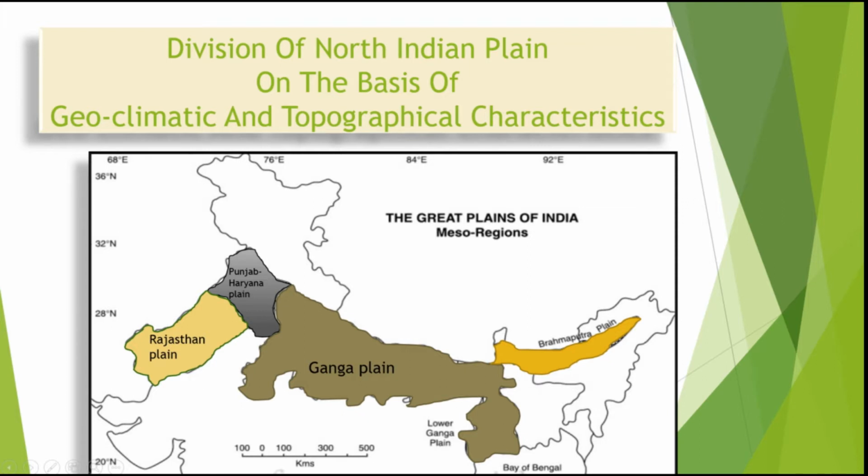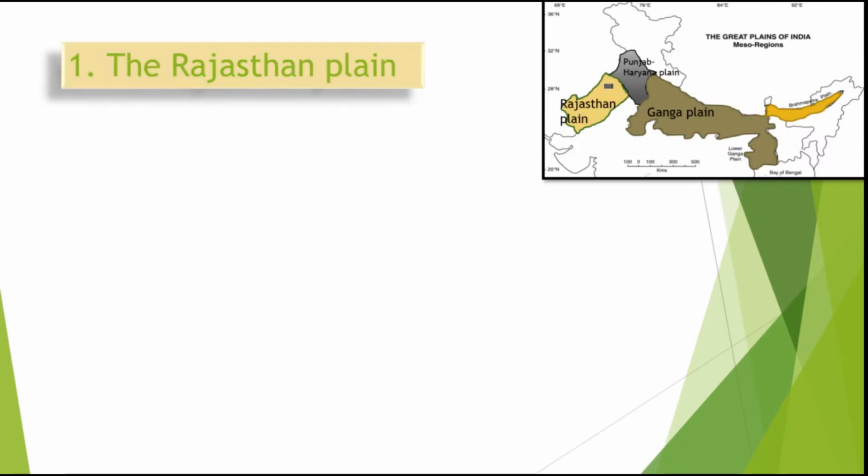On the basis of geoclimatic and topographical characteristics, the North Indian Plain is divided into four regions. From west to east, they are Rajasthan Plain, Punjab Haryana Plain, Ganga Plain, and the Brahmaputra Plain. Now let's study about these divisions one by one in detail. First one is the Rajasthan Plain.